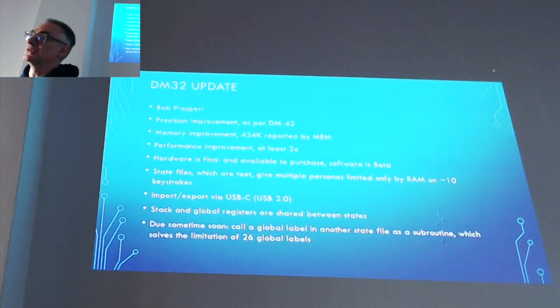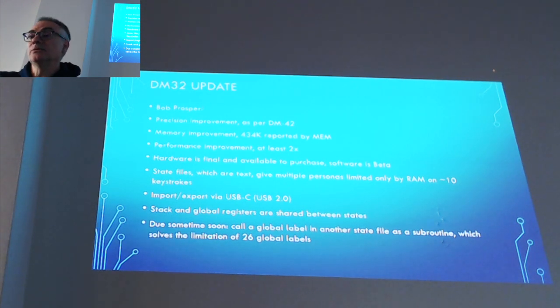Due sometime soon, they are going to add the ability to call a label in another state file as a subroutine. So what we said about the 41, not being able to call other things: you won't have to switch persona, it will be able to subroutine call into another persona. Then effectively, as far as the 32 is concerned, you've got unlimited storage, and you get over the limit of 26 global labels, because you can only have A to Z, can't you, on the 32. So that's all pretty impressive if you're prepared to pay 200 or something pounds for a 32.